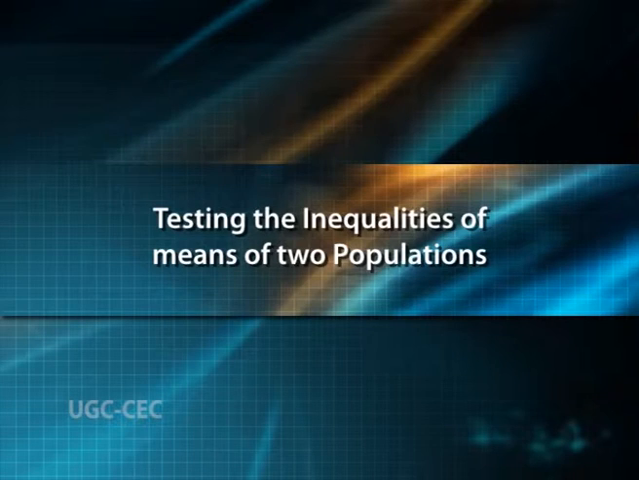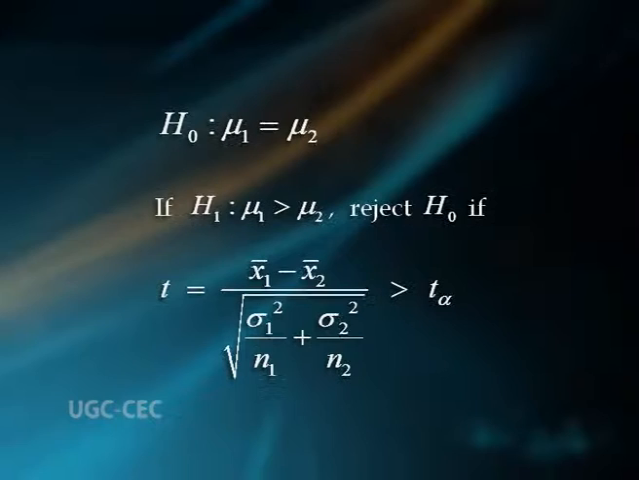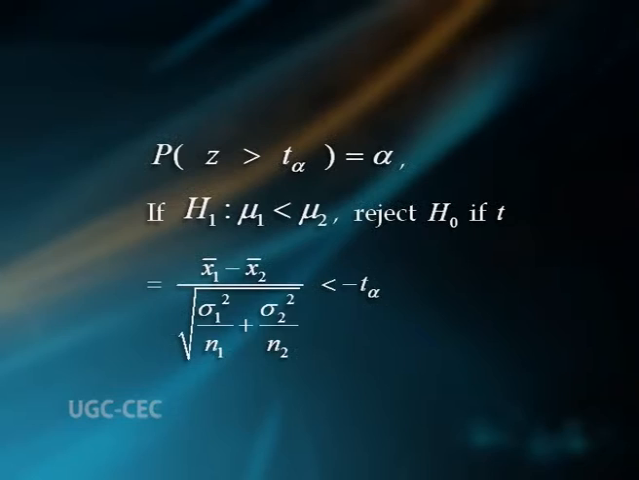Testing the inequalities of means of two populations. Let mu 1, mu 2 be the means and sigma 1, sigma 2 be the standard deviations of two populations, and let us test H naught: mu 1 equal to mu 2. If H 1: mu 1 greater than mu 2, reject H naught if t equal to (x bar 1 minus x bar 2) divided by square root of (sigma 1 square by n 1 plus sigma 2 square by n 2) is greater than t alpha, where t alpha is from the table of standard normal distribution, such that probability of z greater than t alpha equal to alpha, where z follows the standard normal distribution.